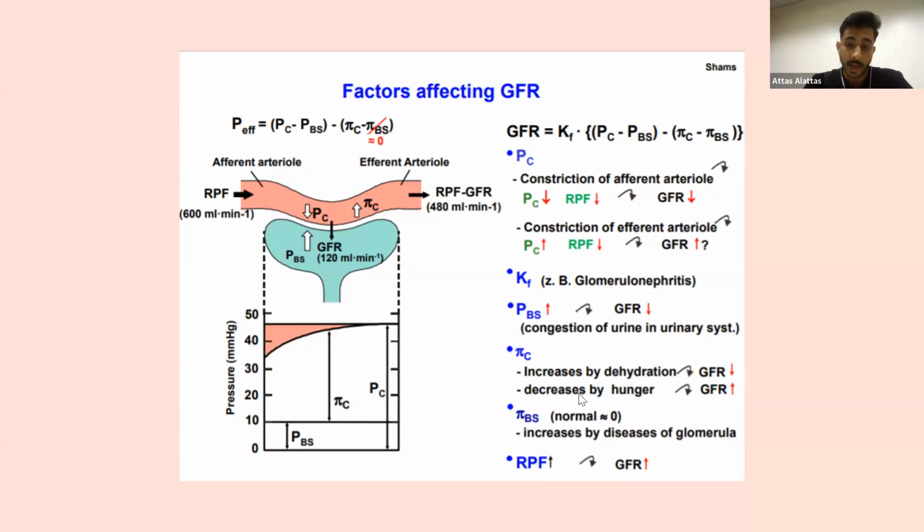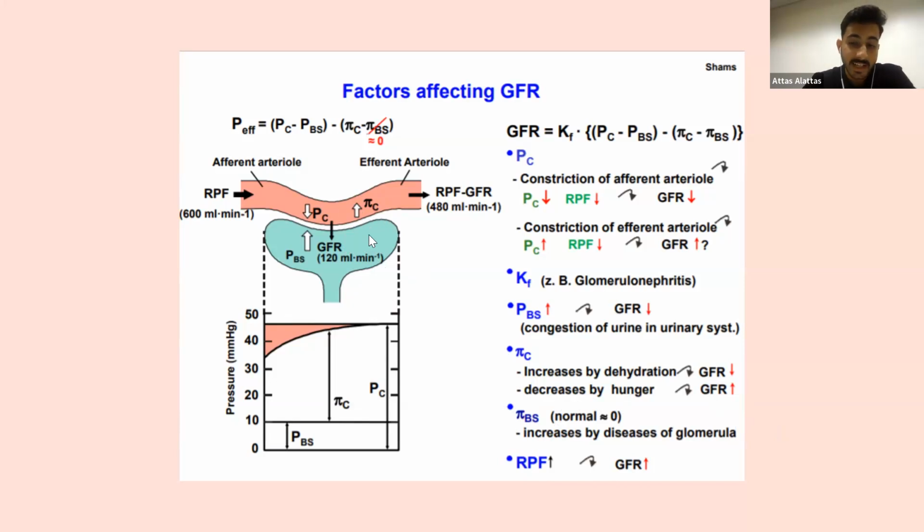However, the oncotic pressure will decrease by hunger. And why is that the case? Because in hunger, the body will metabolize the body proteins to make energy, or to make ATP. So there will be a decrease in the proteins of the body, and because there is a decrease in the proteins, the oncotic pressure will decrease. And because there's no oncotic pressure, there is no pulling force to the capillary, there will be more filtration, and the GFR will increase.